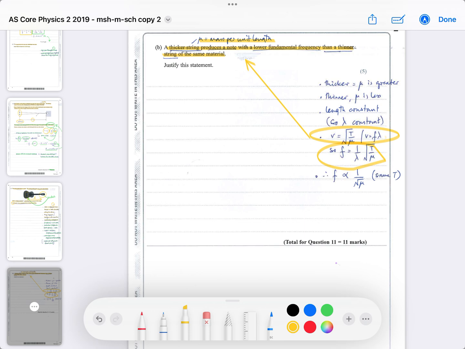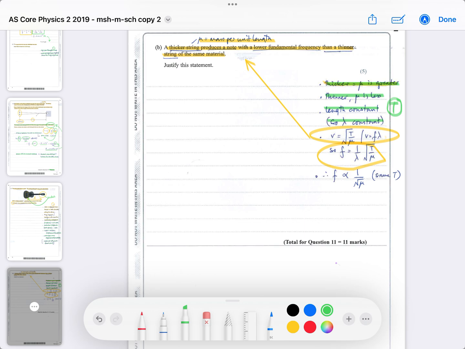So you've got to justify why the frequency is lower for the thicker string, okay? So thicker means that mu is greater. So we're talking about mu being the mass per unit length. Thinner means mu is less, and the length we said is constant. As we said, the tension before was constant, so tension also was constant. I haven't put that in there. And because the length is constant, we know that the wavelength will be linked to the length, so that's related.